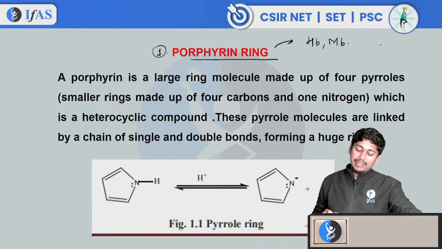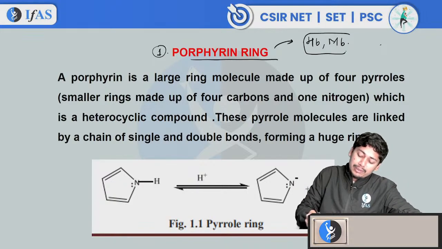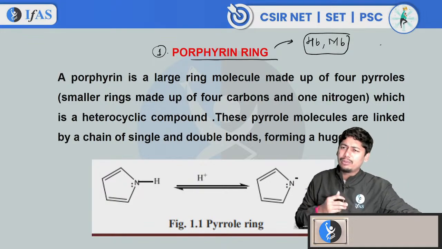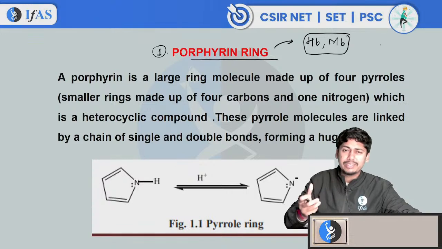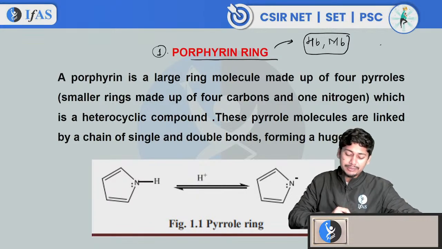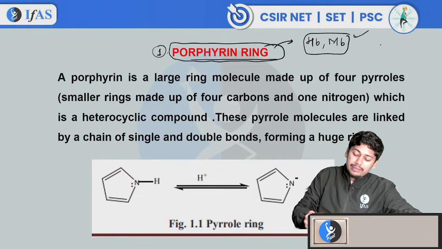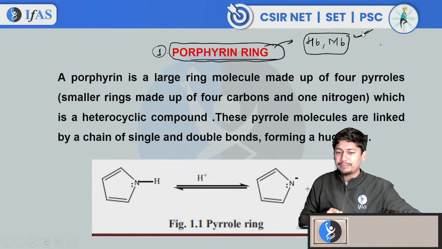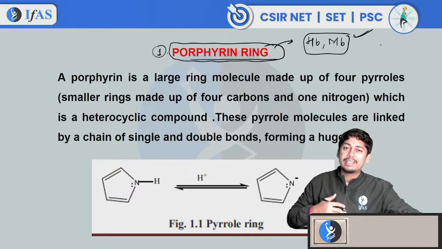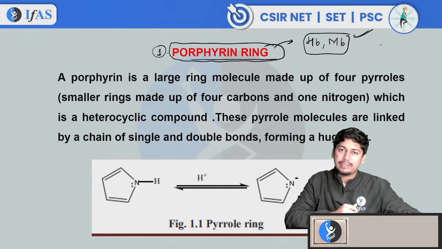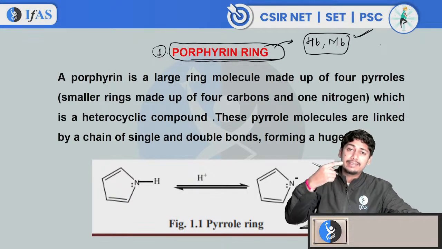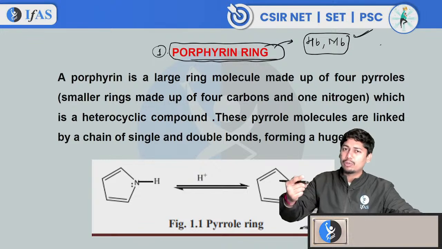So these kinds of metalloproteins, not metalloenzymes, metalloproteins, are made up of what? Porphyrin ring. Porphyrin ring is essential for these metalloproteins. So now let us try to understand what this porphyrin ring is, so that we can understand hemoglobin as well as myoglobin in detail.